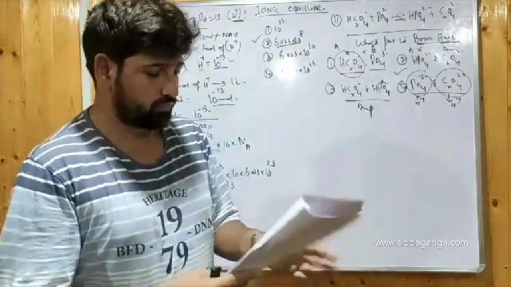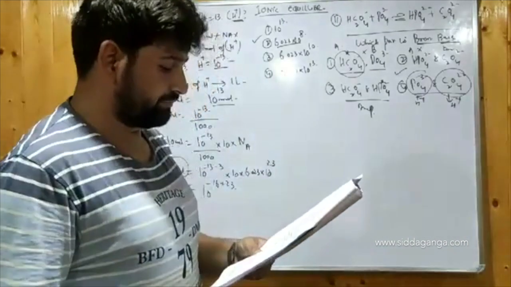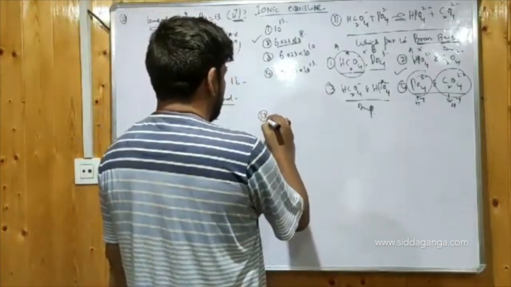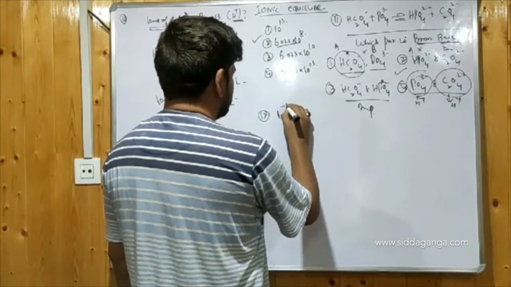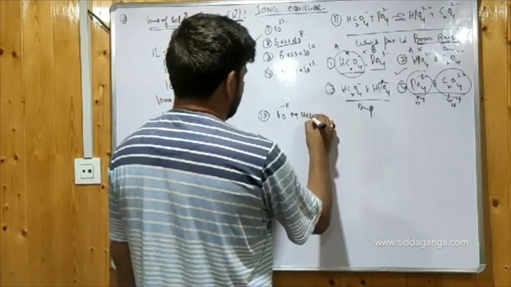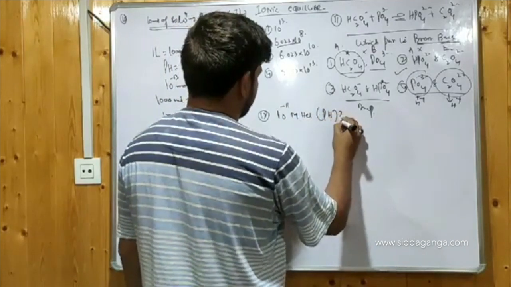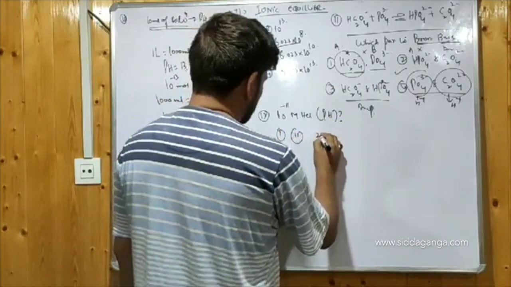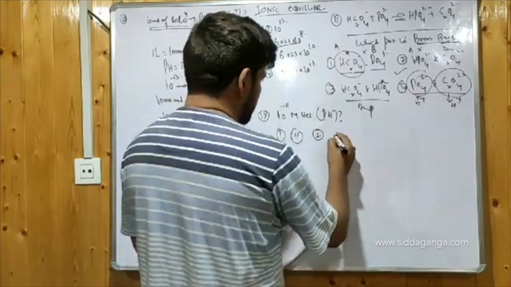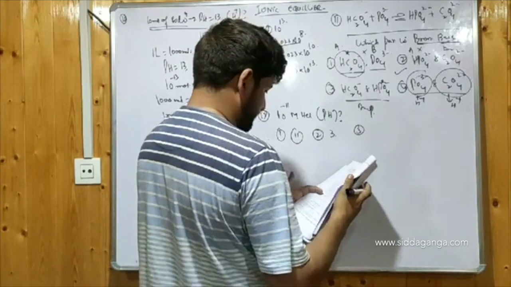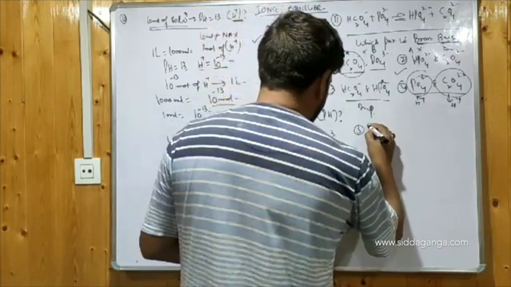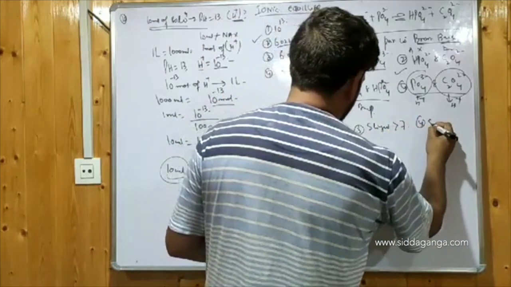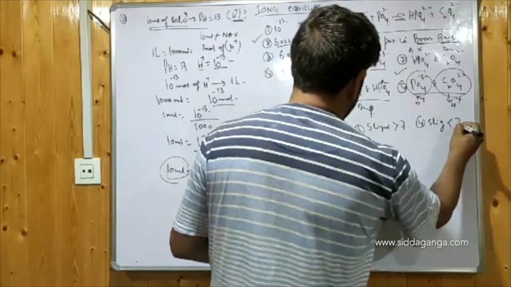Next question. Question is the pH of 10 to the power minus 11 molar HCl. So this is question number 12. 10 to the power minus 11 molar HCl, pH we have to calculate. Options are: option 1 is 11, option 2 is 3, option 3 is slightly greater than 7, and option 4 is slightly less than 7.